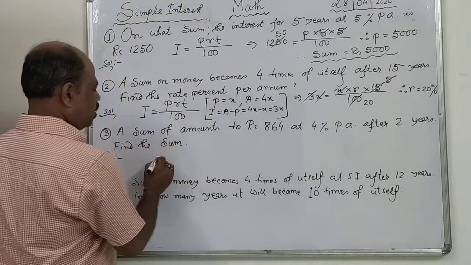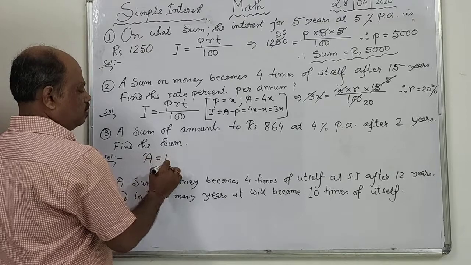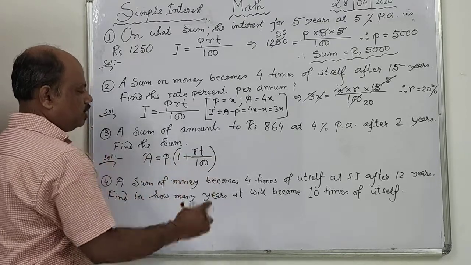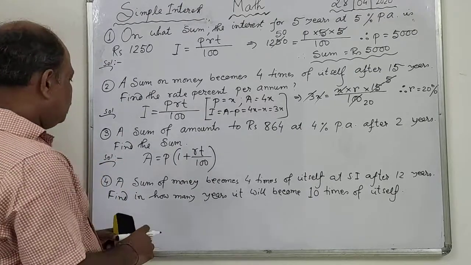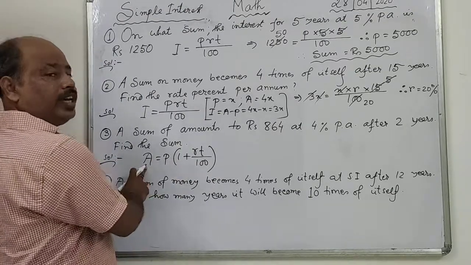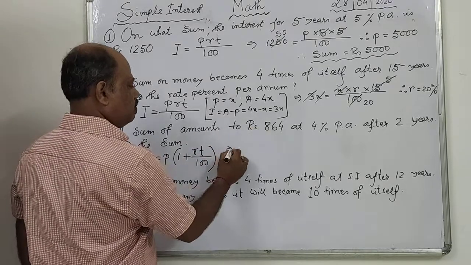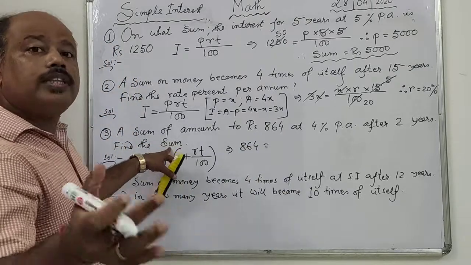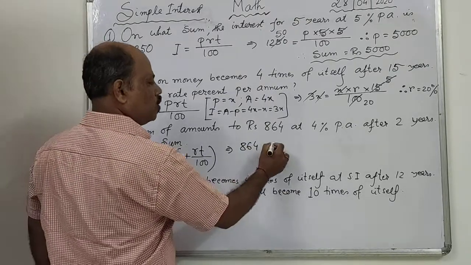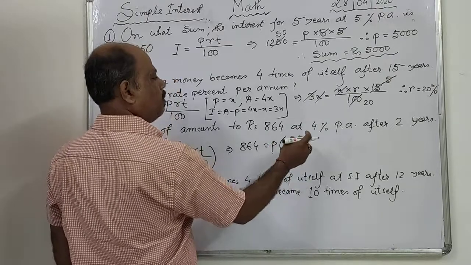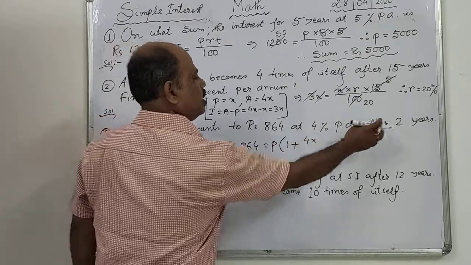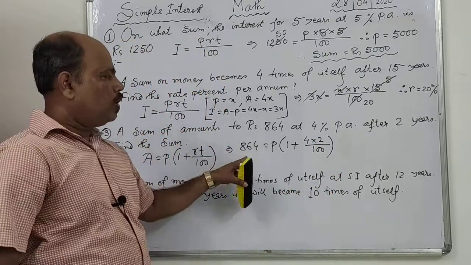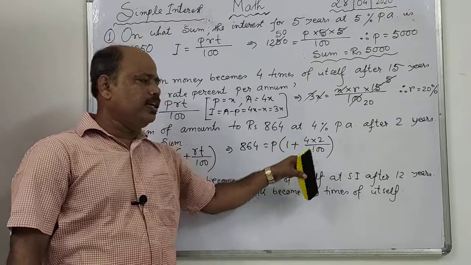তো you know the formula, A equal to P into 1 plus RT by 100. That was the second formula. Put there in place of A 864, and sum, find the sum, মানে আসল চেয়েছে, so we don't know what is the value of P. 1 plus R means 4, T means 2, by 100. The amount equal to P into 1 plus RT by 100.